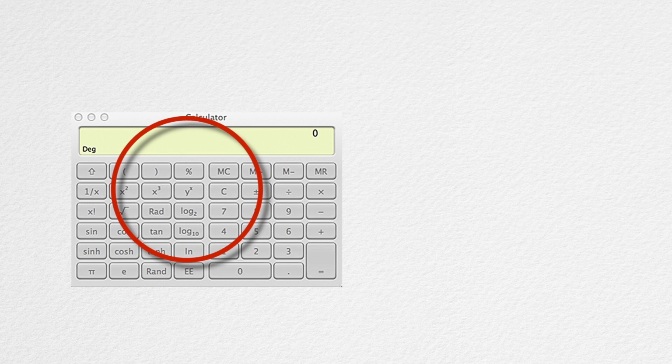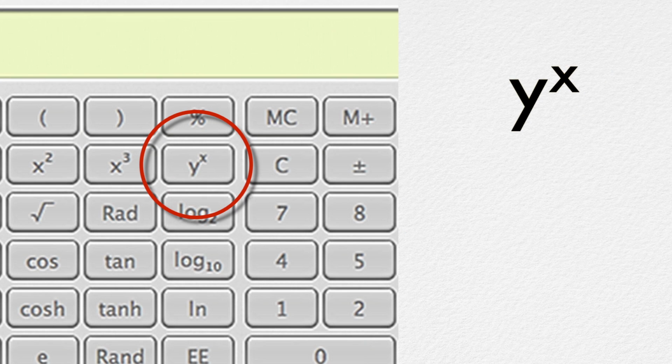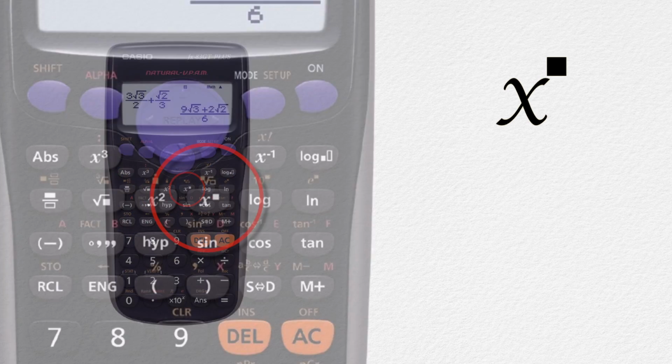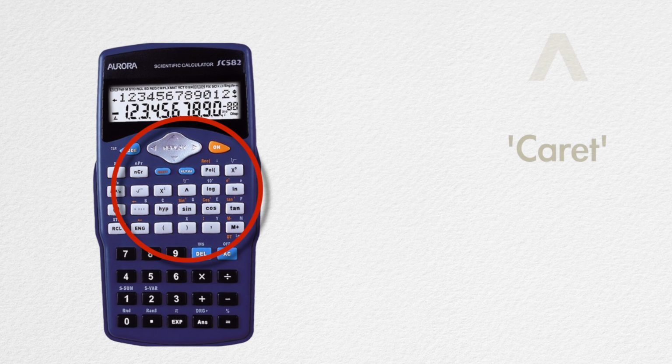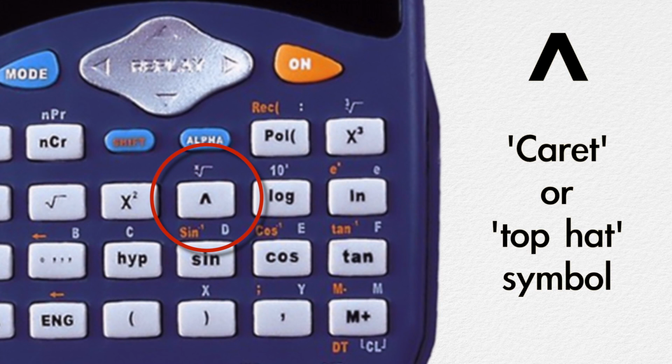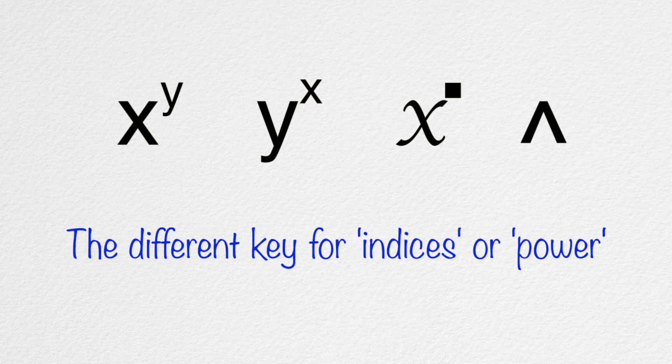Easy as that. However, on Apple, theirs isn't x^y but y^x, and on Casio, it's x to the box, x indices box. And on this calculator they use the caret sign or the top hat symbol. So in actual fact what we see is that there are 4 symbols meaning indices or power, and they all do exactly the same thing.